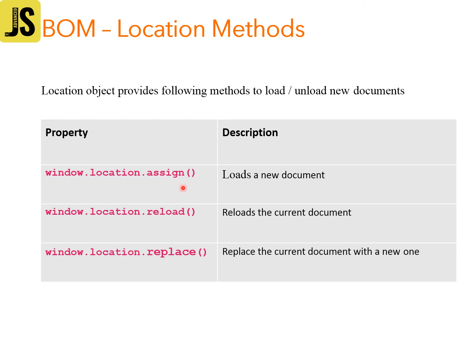window.location.assign. It loads a new document. Then window.location.reload. It reloads the current document. Then window.location.replace. It replaces the current document with a new one. These are some of the location methods: location.assign, location.reload, location.replace.